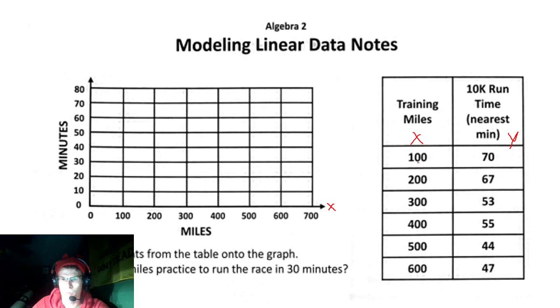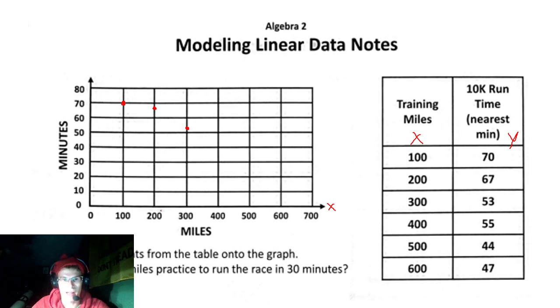You have your training miles 100 to 600, so we're going to use the 6 different points on the x-axis and compare it to 10K runtime. So we're going to map 100 to 70 first of all. And then 200 to 67. So that's right about here. With these, you're going to have to kind of eyeball it. We're going to go over how to use a program in order to figure out these different things. You have a program similar to what I'm going to use on Chromebook, so we're going to use that as well. Training miles. So we're going to map x 300 to 53.